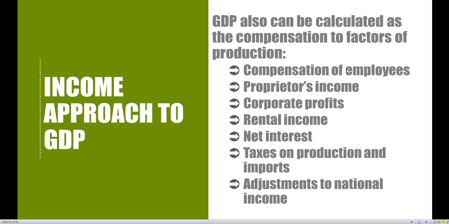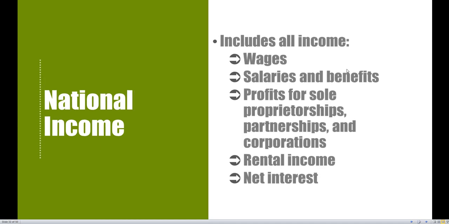There's a special name that we give to all these variables when we sum all of them up. And that special name is known as national income. So national income is essentially everything that we just took a look at on that previous slide. So wages, salaries, benefits, profits for sole proprietorship, partnerships, corporations, rental income, net interest. And when we add all these up, national income is only about 80 to 85% of the entire amount of GDP. So where exactly does the rest come from?